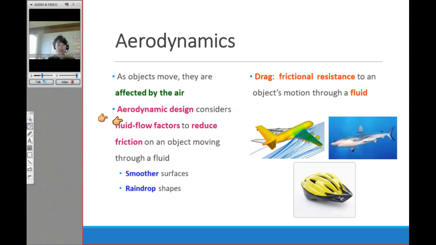So aerodynamic design is this idea of, as you try to fly through a fluid like air, we want to reduce friction as much as possible in order to move as fast as possible. Smiley faces if that makes sense. If we can reduce the amount that air affects a plane or affects a car or affects a shark, like the way water affects a shark, you can go faster, okay?